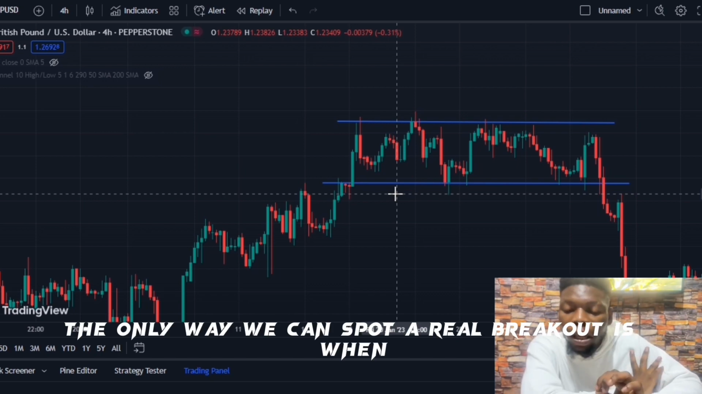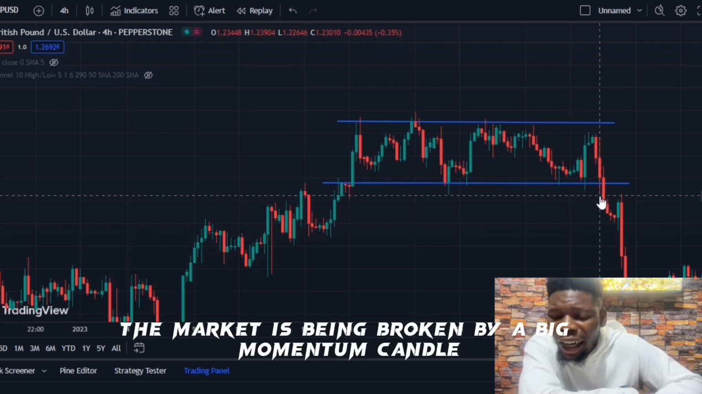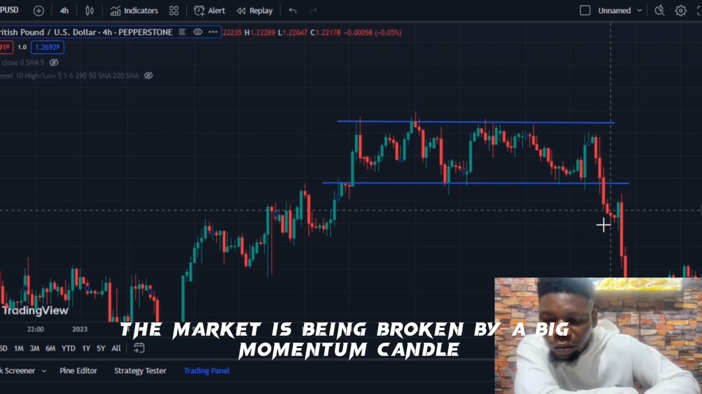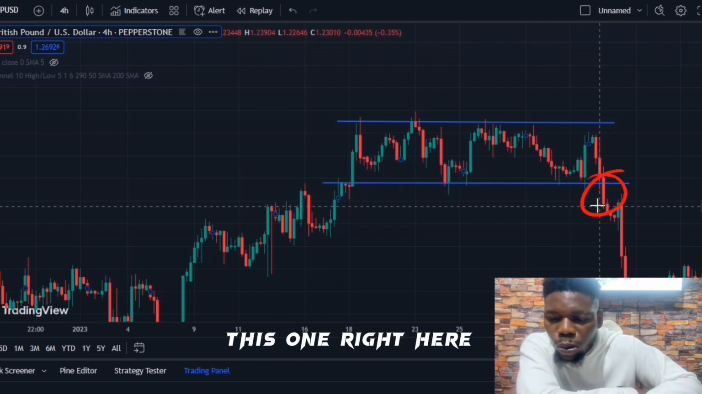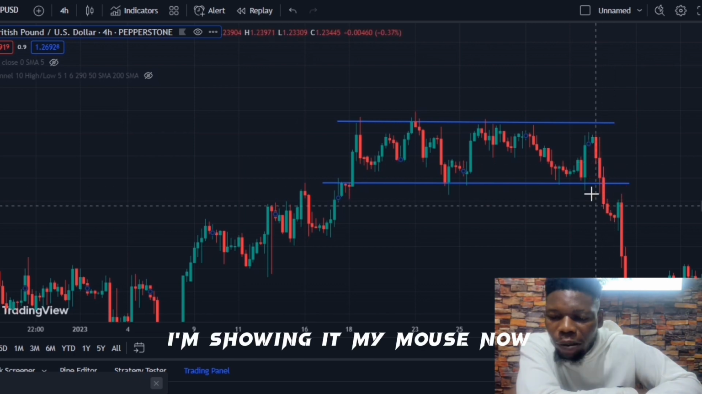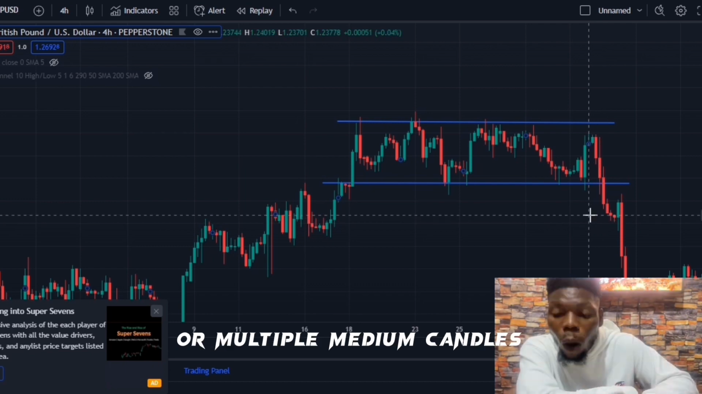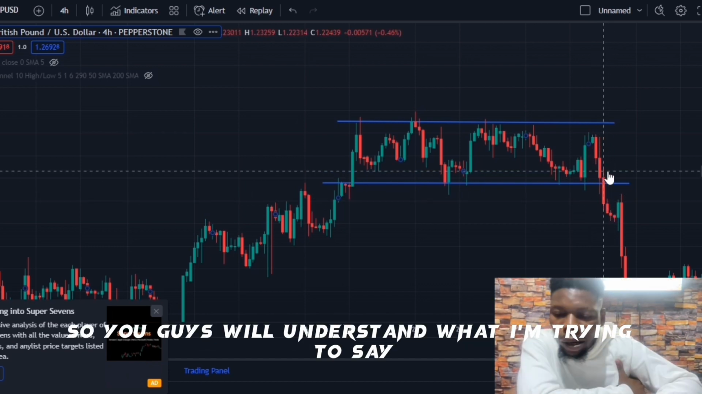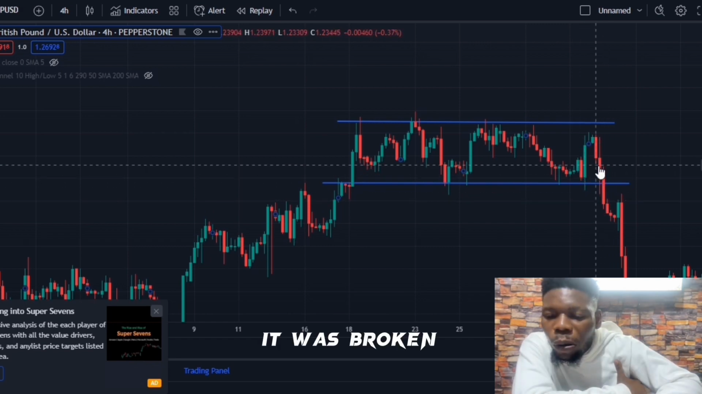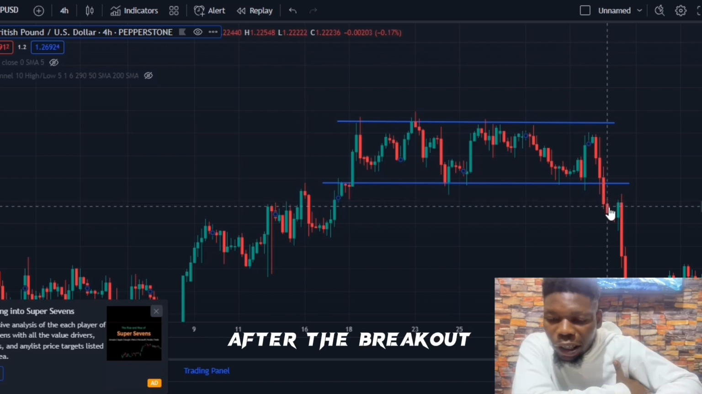The only way we can spot a real breakout is when the level is broken by a big momentum candle. So something we have here, this one right here that I'm showing with my mouse, is a big momentum candle. It could be a big momentum candle or multiple medium candles. I'll show you more examples so you guys will understand what I'm trying to say. It was broken by a big momentum candle. This is a real breakout. So take our entry here after the breakout.